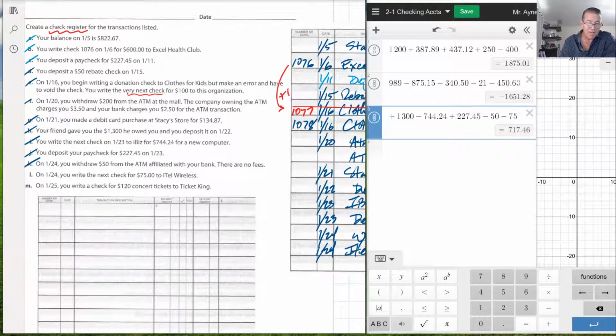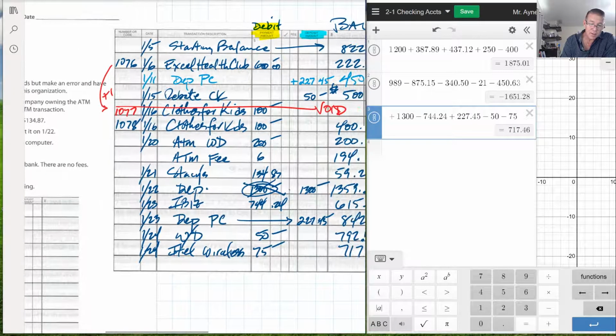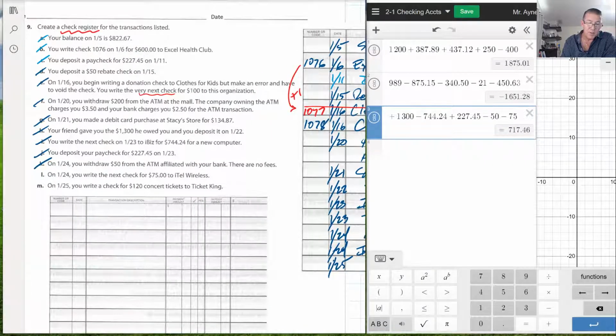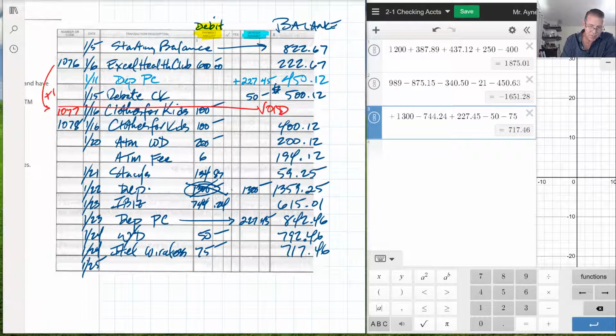All right, and then what happens? Well, let me see. On the 25th, you write a check for $120 to Ticket King. All right, you're going to go to a concert. Okay, that happens on the 25th. So this is your concert tickets. You always write down who you're writing the check to, and it's for $120 right there. So let's subtract the 120. All right, and we should be at $597.46. So here's the ending balance, $597.46.